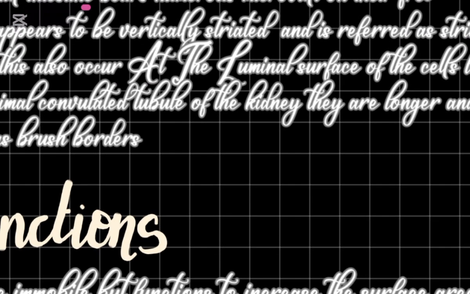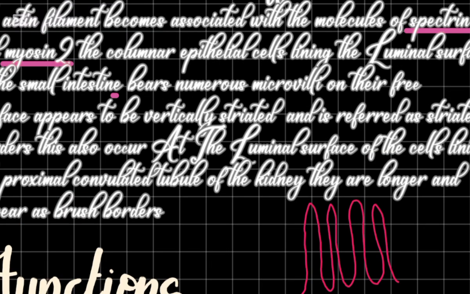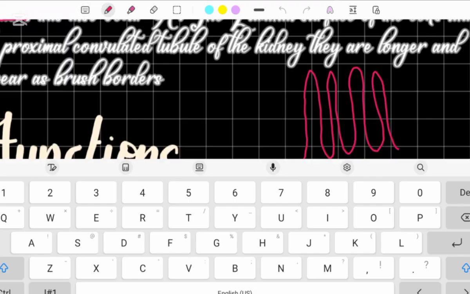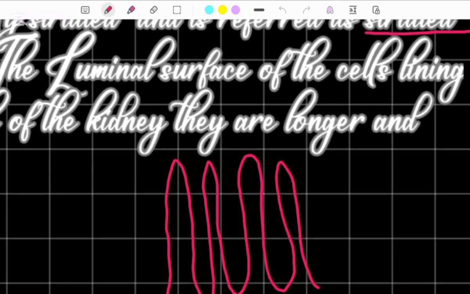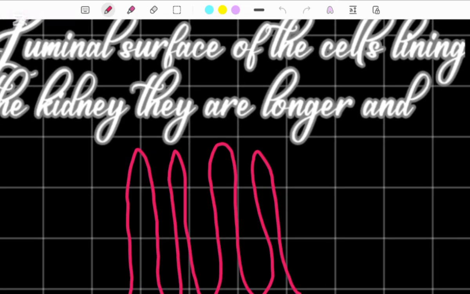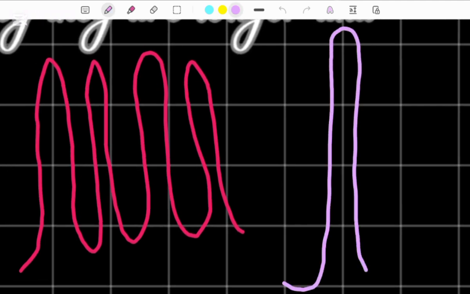Now see, vertical striation, what do you mean by this? If the villi are present like this, the luminal surface of the cells lining the proximal convoluted tubules of the kidney, they are longer and appear as a brush border. The luminal surface of the cells lining the small intestine appears to be vertically striated and is referred to as the striated border. They are smaller than the microvilli present at the luminal surface of the proximal convoluted tubules of the kidney. It's mentioned over here. The proximal convoluted tubule of the kidney contains larger villi. You can see over here.